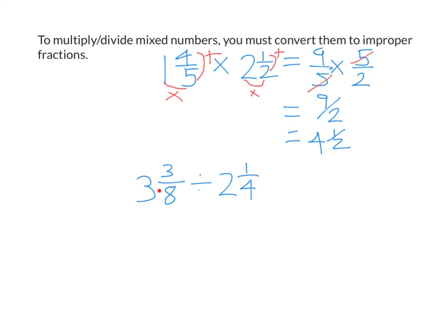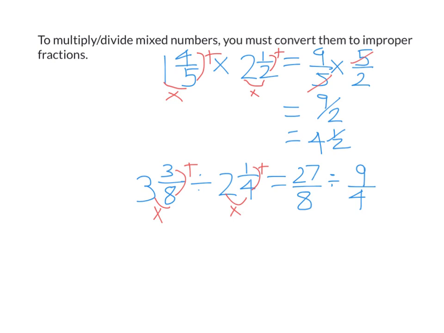So let's do 3 3/8 divided by 2 1/4. So when we're dividing mixed numbers, we must convert each to an improper fraction. That's the only way we're going to do this. So we go 3 times 8, and then we add the top. So 3 times 8 is 24, plus 3 is 27. And we keep the same denominator. 2 1/4. So we times 2 by 4. Add the numerator. 2 times 4 is 8, plus 1 is 9. 2 1/4 is 9 over 4.